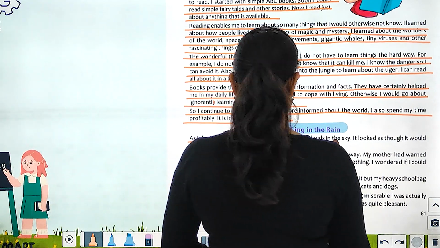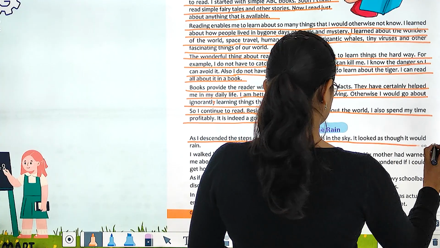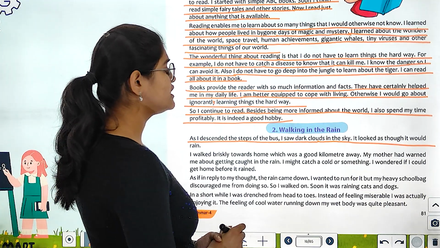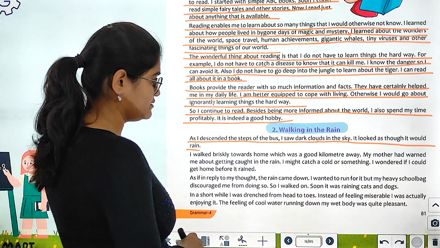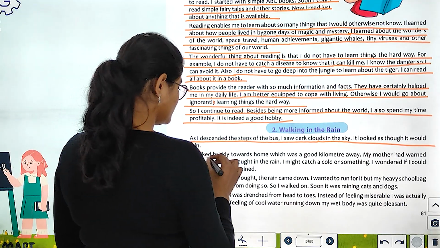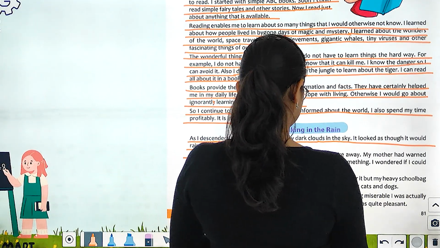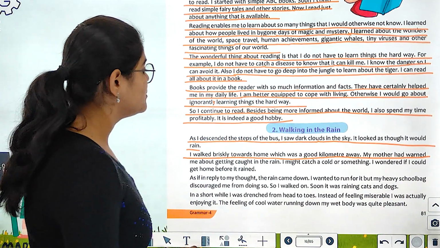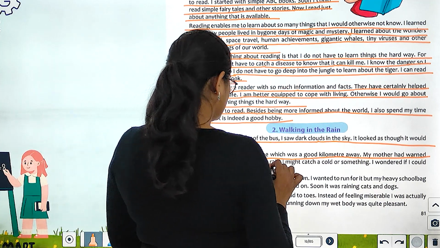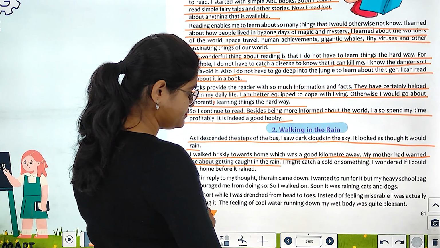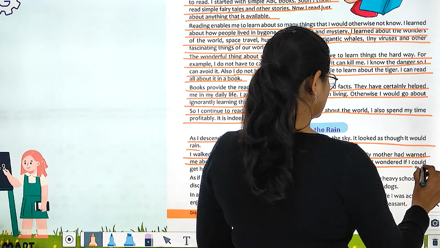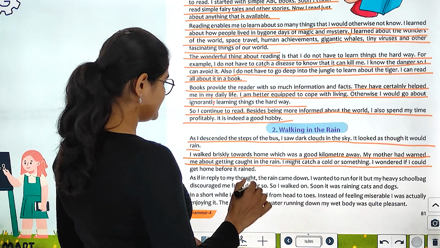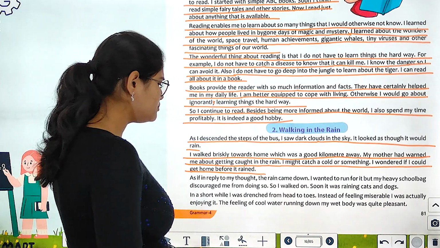As I descended the steps of the bus, I saw dark clouds in the sky. It looked as though it would rain. I walked briskly towards home, which was a good kilometer away. My mother had warned me about getting caught in the rain. I might catch a cold or something. I wondered if I could get home before it rained.